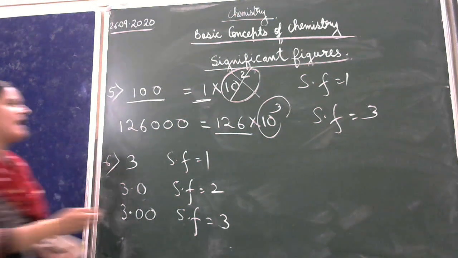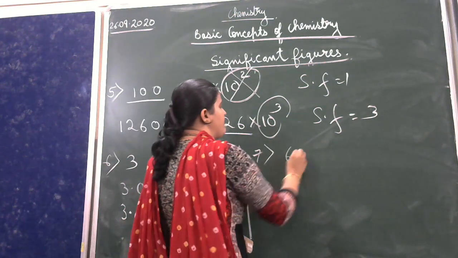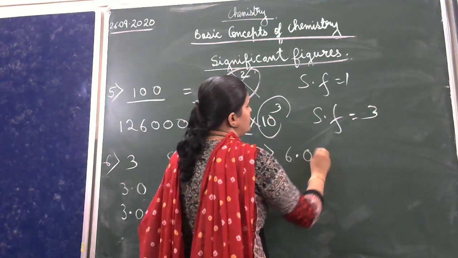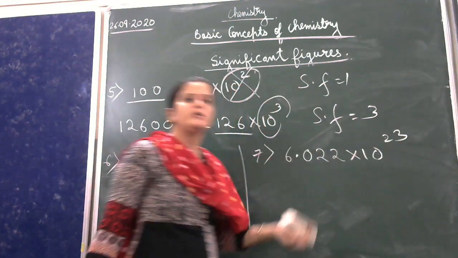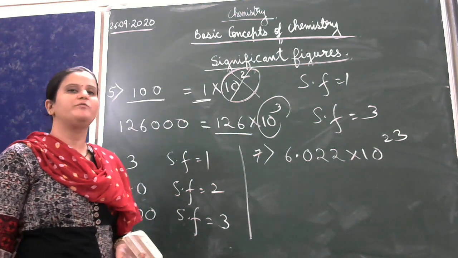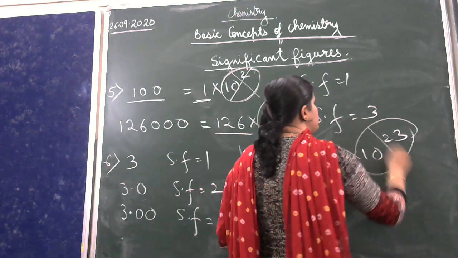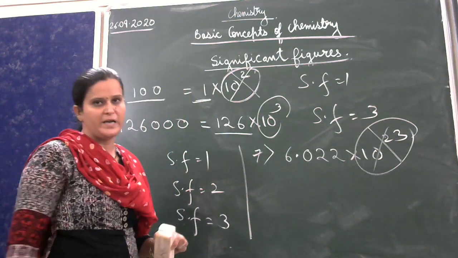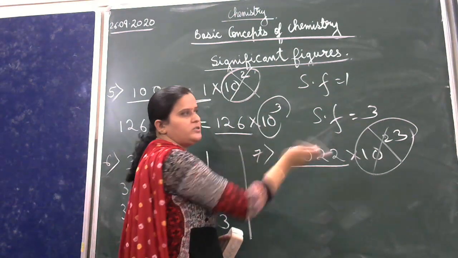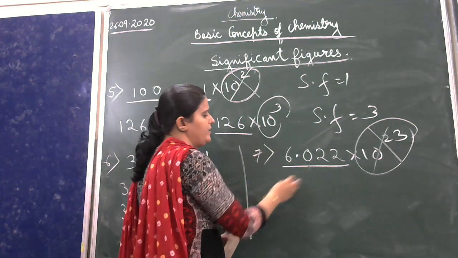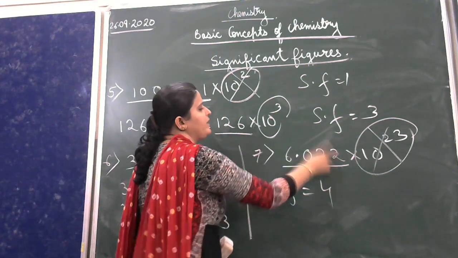Okay, and the last, seventh example. You have learned the Avogadro number, 6.0002 into 10 to the power 23. For the Avogadro number, if I ask you how many significant figures are there, remember 10 to the power anything is not counted. You will just count these. Zero between non-zero digits is counted. So how many significant figures are there? The answer is 1, 2, 3, 4.